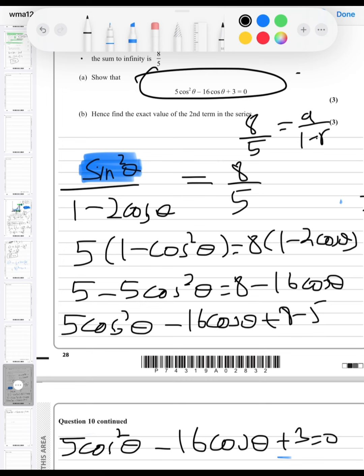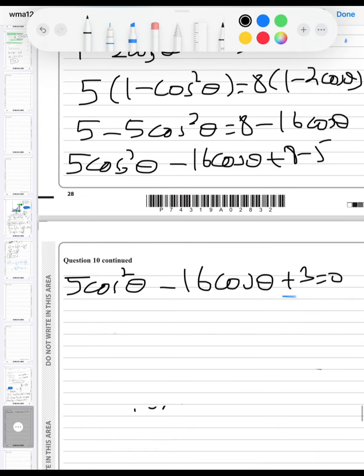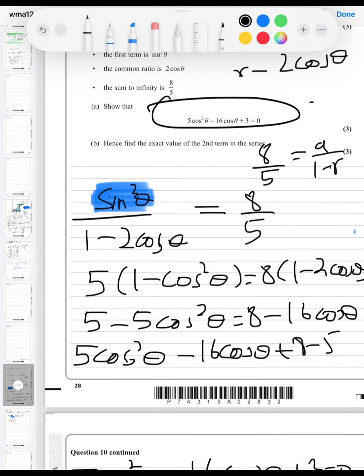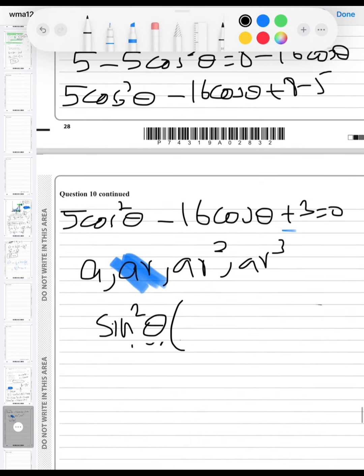For this, as they are talking about the geometric sequence, the terms are a, ar, ar squared, ar cubed. The second term is this, ar, which is what we need to find. We already know a, and r is 2 cos theta. So this is the second term, but we need to find the value.